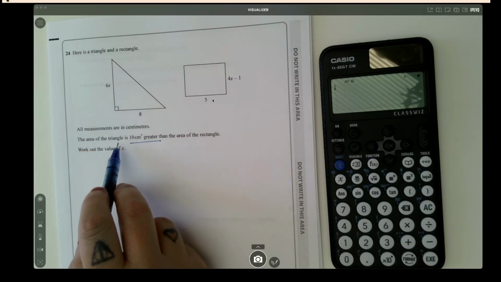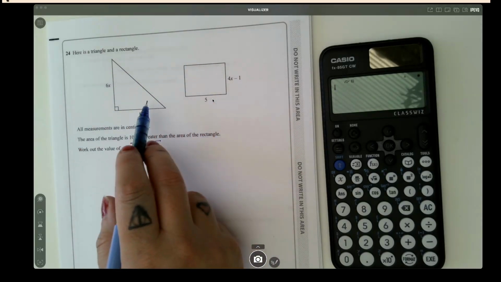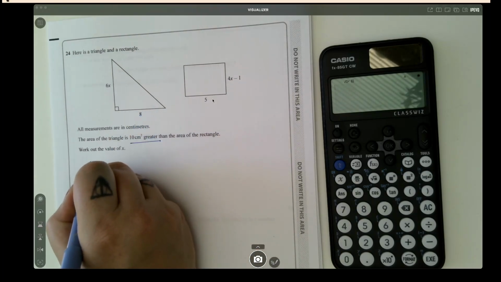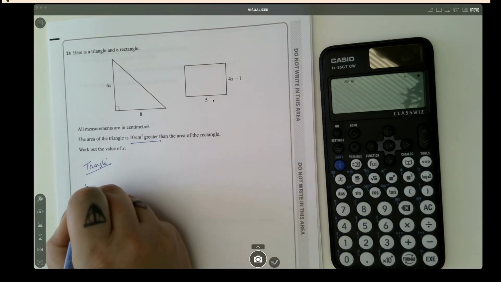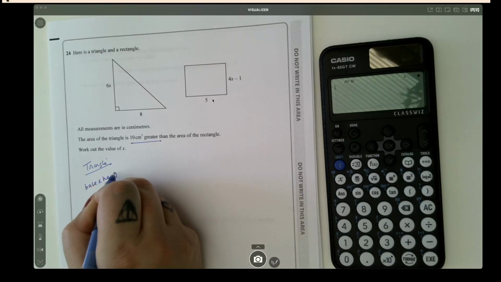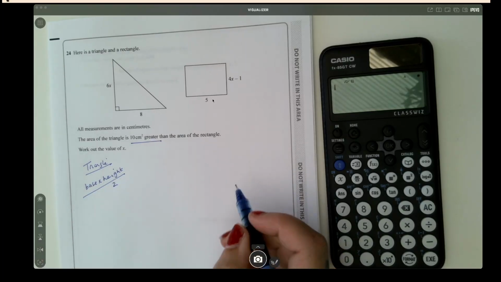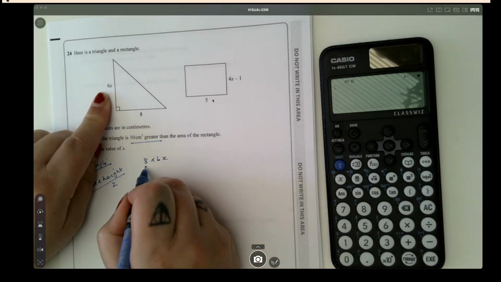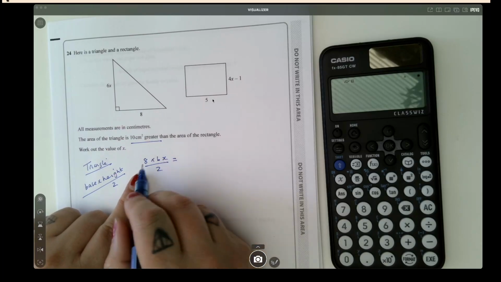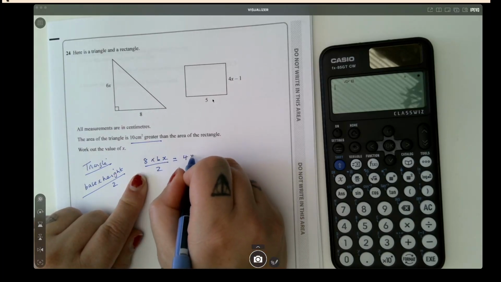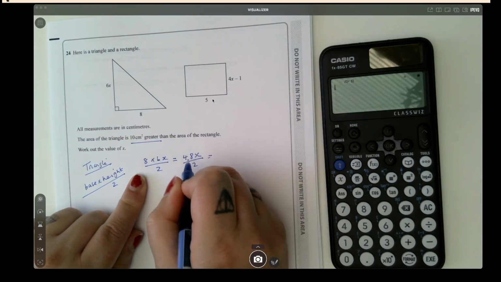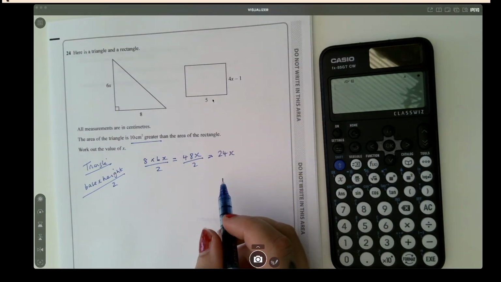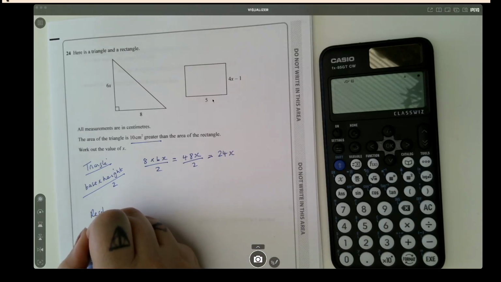So let's find out the area of each of these two shapes, but we're going to have to find them in algebraic form. To find the area of a triangle, we do base times the height, and then we divide it by 2. So the base is 8, the height is 6x, and then we would divide by 2. 8 multiplied by 6x is 48x, and then 48 divided by 2 leaves us with 24x for the area of the triangle. Now let's do the rectangle.